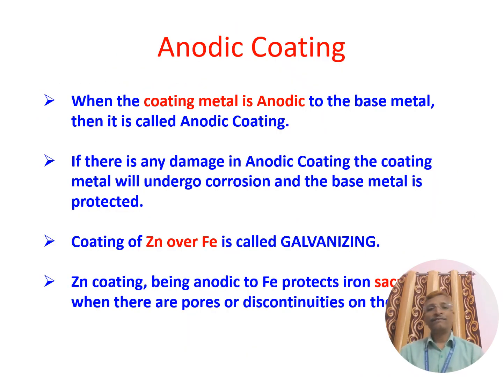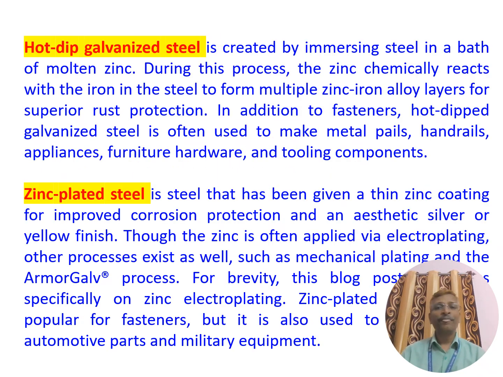Okay, anodic coating. When the coating metal is anodic to the base metal, then it is called anodic coating. Cathodic coating means when the coating metal is cathodic to the base metal, then it is cathodic coating. Simple definition. The example for this one is coating of zinc over iron, that is called galvanizing. We have already studied this, even in my previous lecture hour I have explained, so no need to go in depth. Two more different methods we have to learn in this lecture: hot dip galvanized steel and zinc plated steel.